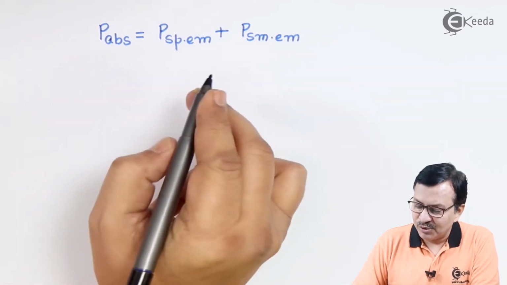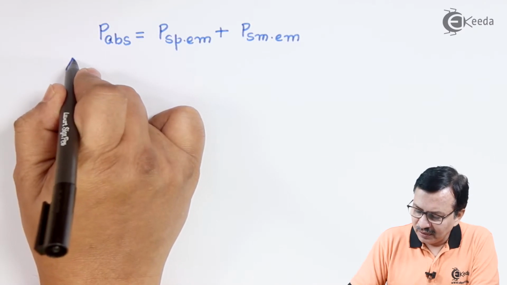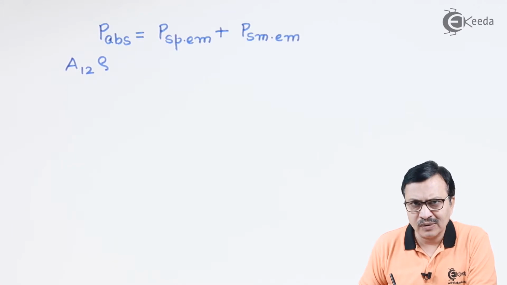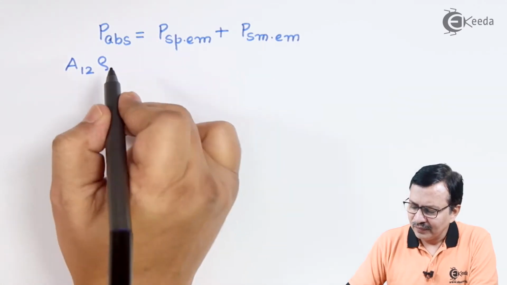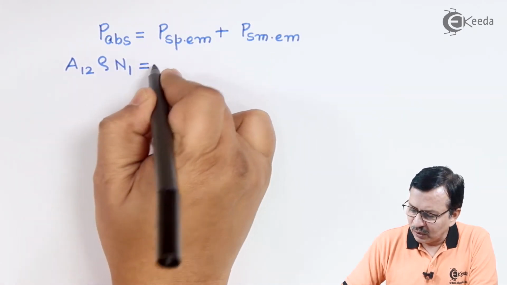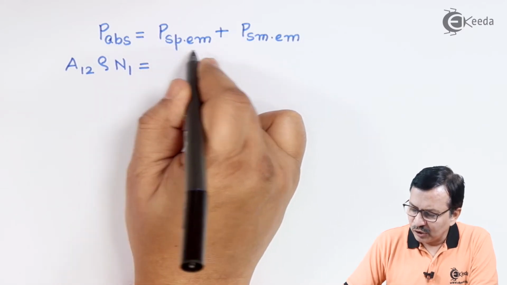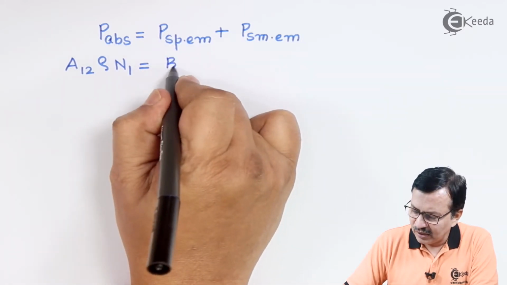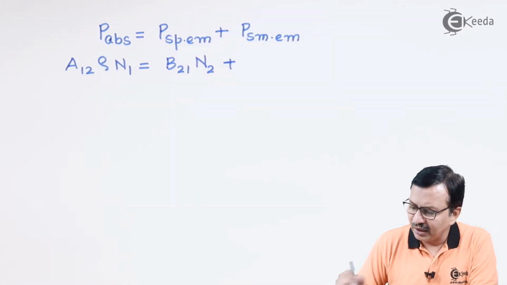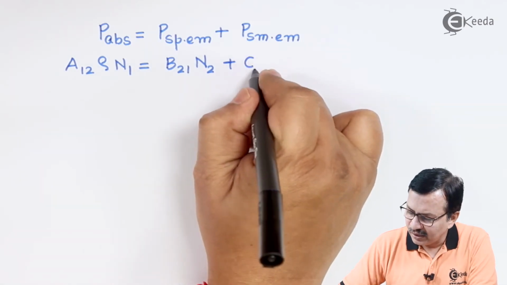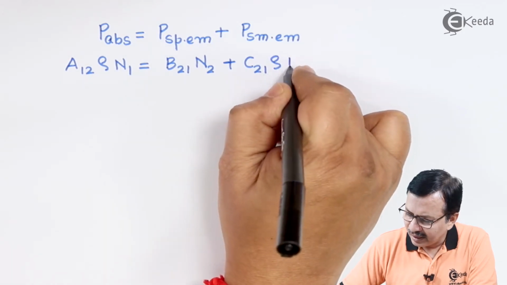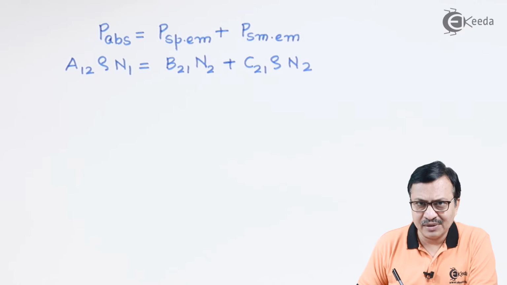The probability of the absorption is given by A12 into rho, which is the density of the photons of a particular frequency, multiplied by N1, is equal to the probability of the spontaneous emission, which is B21 into N2, plus the probability of the stimulated emission, which is C21 multiplied by rho multiplied by N2. We simplify this equation further.